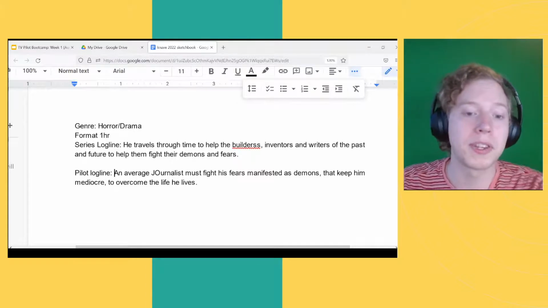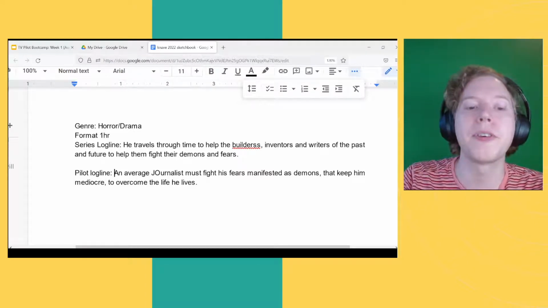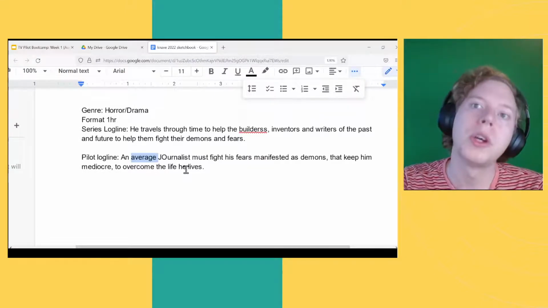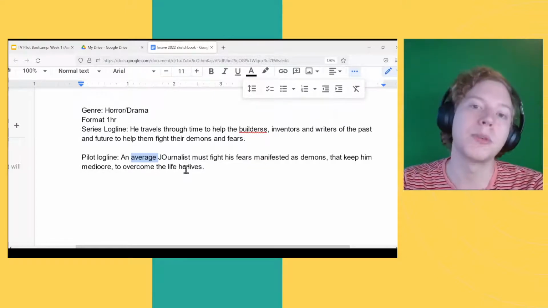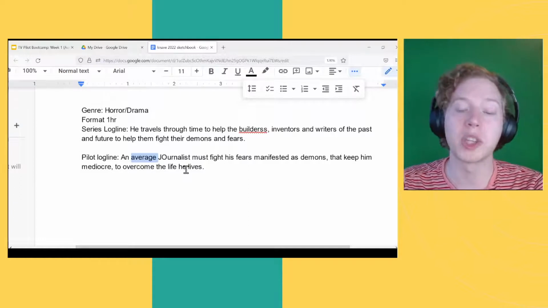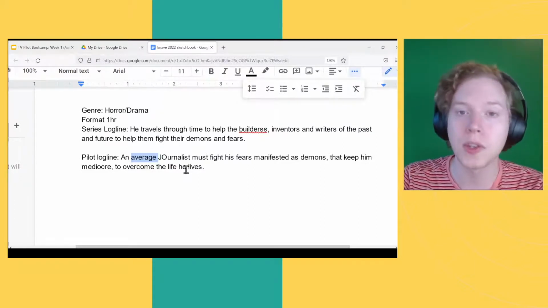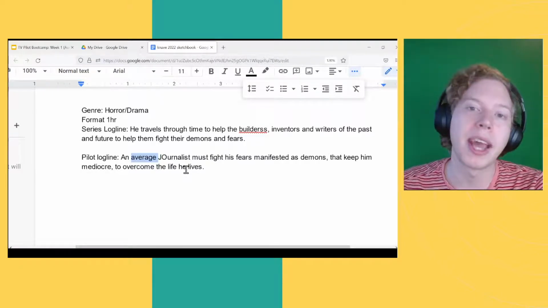Okay, but I do like the basics of this. I think this does sound cool. When you're describing your character, you usually want to avoid using the word average. I think I know why you're saying it: you're saying this is a journalist with no experience in fighting monsters, or he won't have any expertise to do this. But in that case, I would pick something else rather than average.